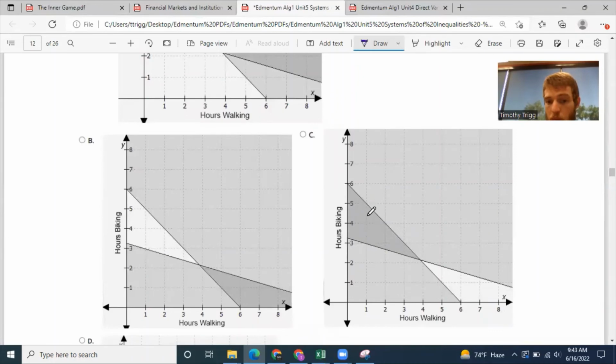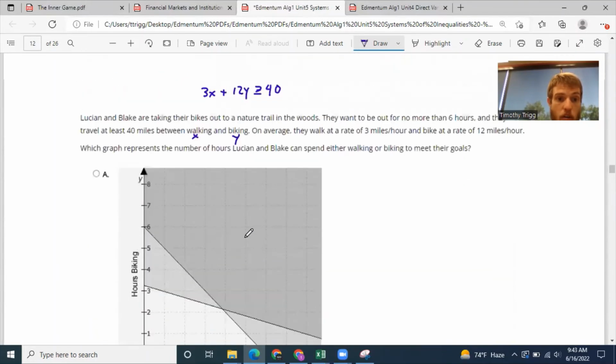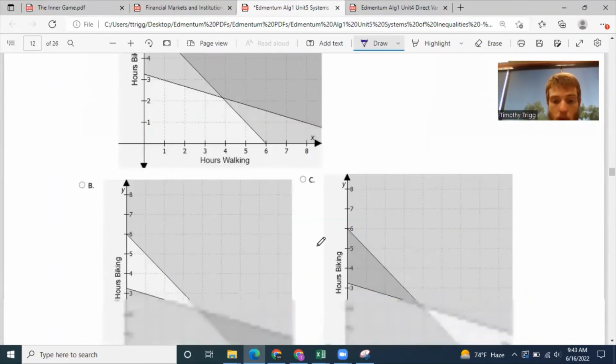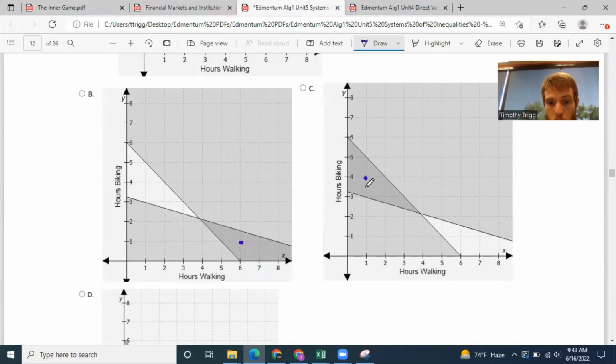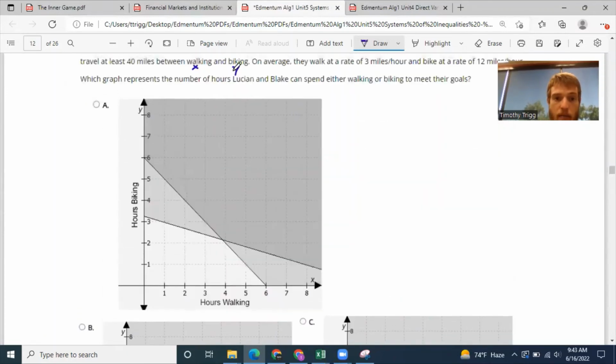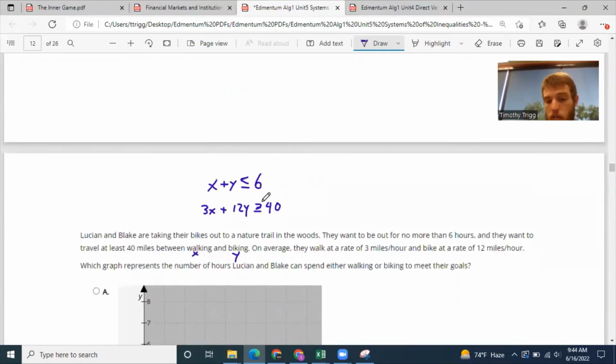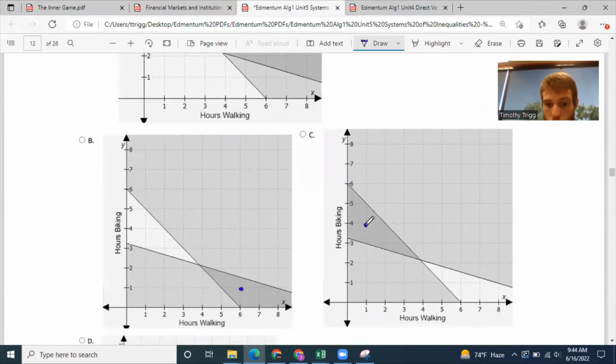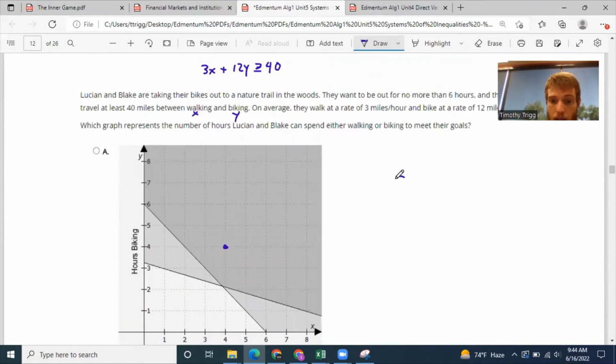Try a test point from each location. So you could try this test point like 6, 1 and see if it works for both inequalities. You could try a test point here, so 1, 4, for example, and see if it works for both inequalities. And you could try a test point from over here, say 4, 4, and see if it works for both inequalities. You don't have to use the point that I did, but it has to be from the shaded region if you're doing test points. Okay. You could also use Desmos. Again, Desmos is the graphing calculator I suggest.